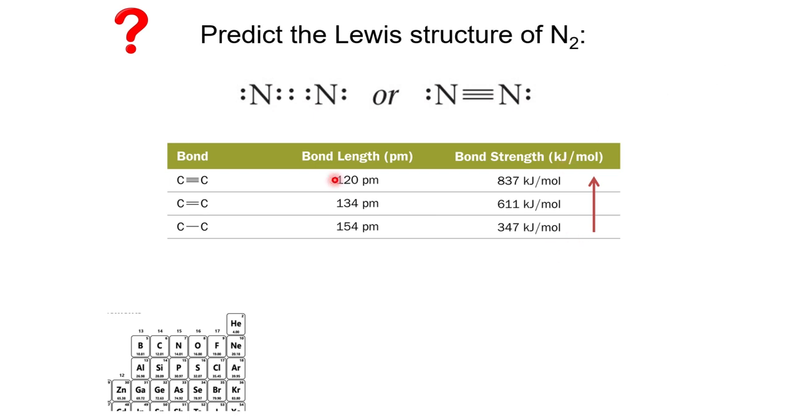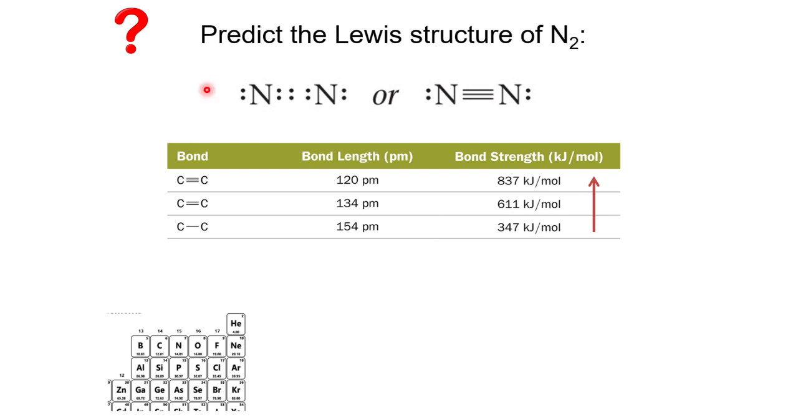So let's think about this. When we have a single bond, generally the bond strength is lower and the bond length is longer. As the bond length decreases, the bond strength increases. Now this makes sense. Remember Coulomb's law: as two charged species get closer to each other, the attraction is greater.